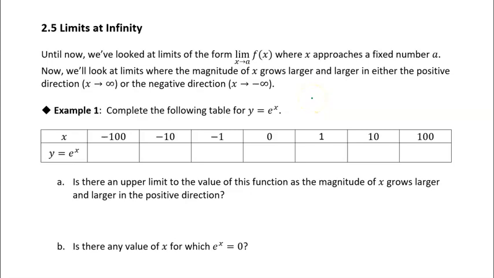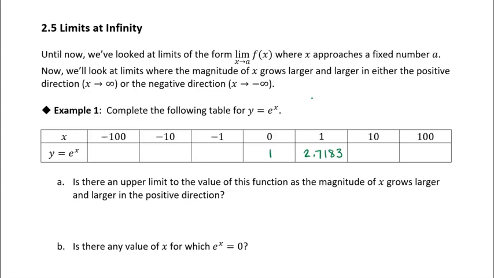All right, so let's start out by looking at what happens as x gets larger and larger in the positive direction. So I'm going to start at 0 here and fill out this table. So e to the 0 is 1. E to the 1 is e, or it's Euler's constant, right? So it's 2.71883, and it goes on and on. But I'll just round it off to 4 decimal places.